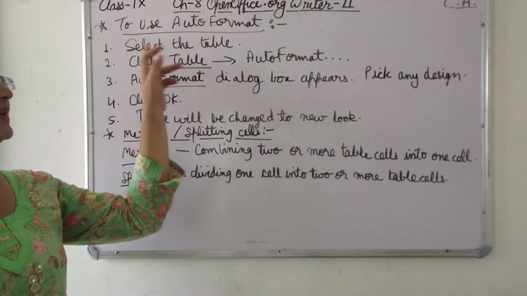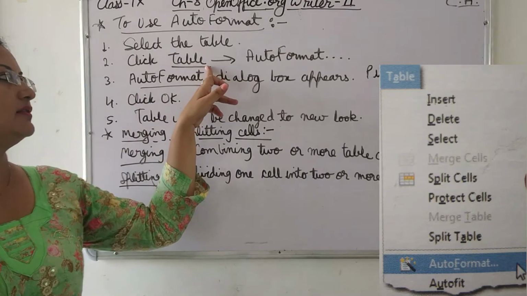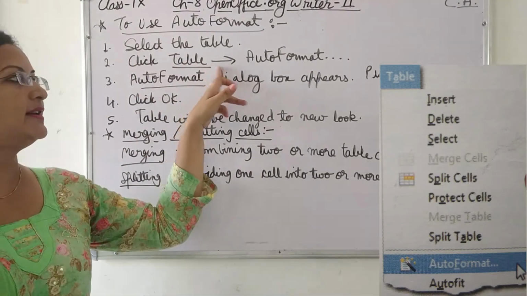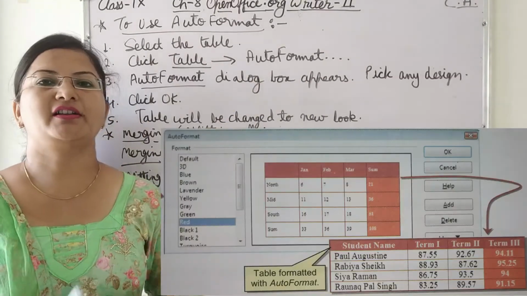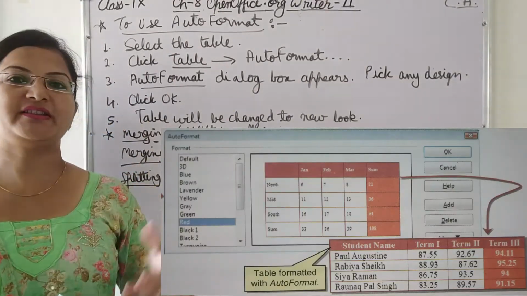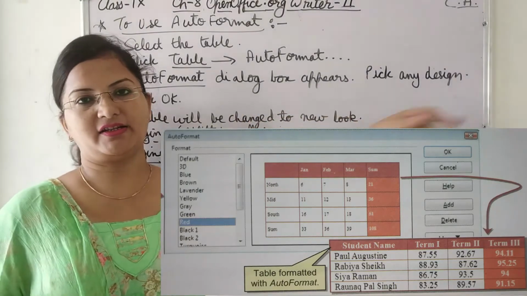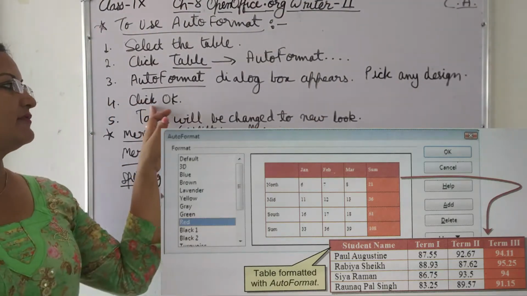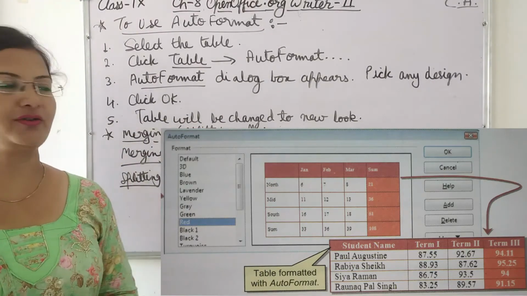Now students, we will learn to use Auto Format. For Auto Format you have to select the table, then click on Table in the menu bar. Then you have to choose the Auto Format option. Then the Auto Format dialog box will appear. There will be some pre-designed formats that you can choose. Pick any design that you want for your table, and then click on the OK button. Your table will have a new look.